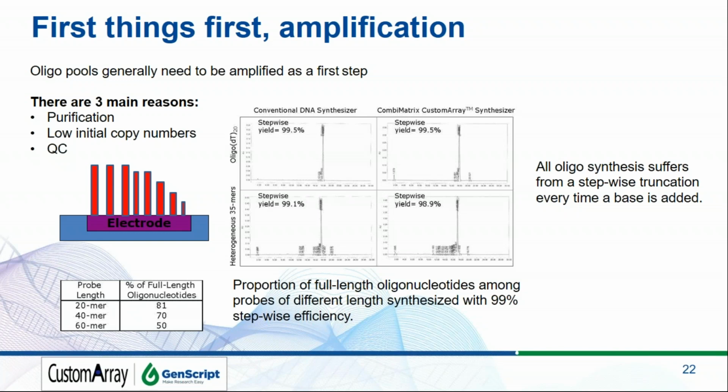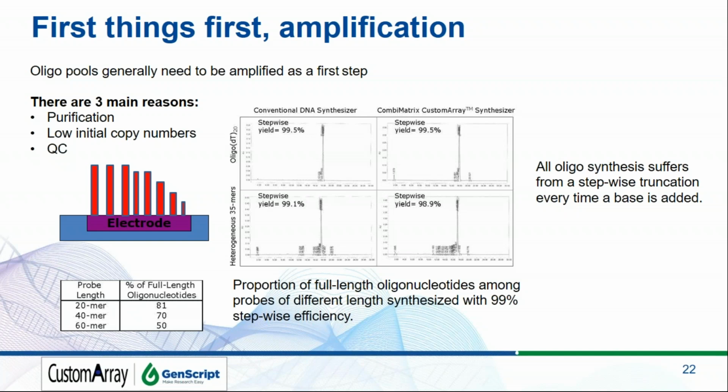So the presence of those shorter or truncated copies can be very messy for a lot of applications. So by purifying it, by amplifying it, you purify it, and we'll go into a little bit about that, how that works in the next slide.